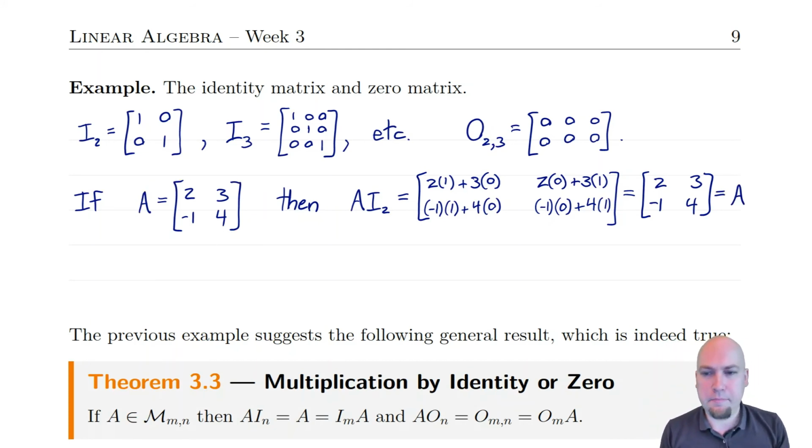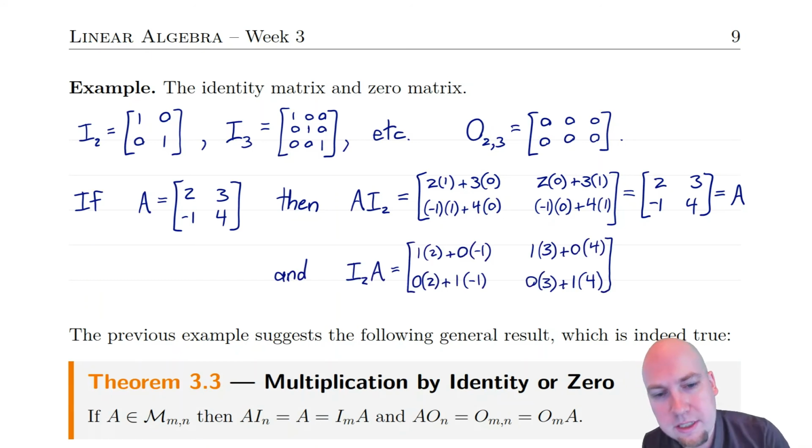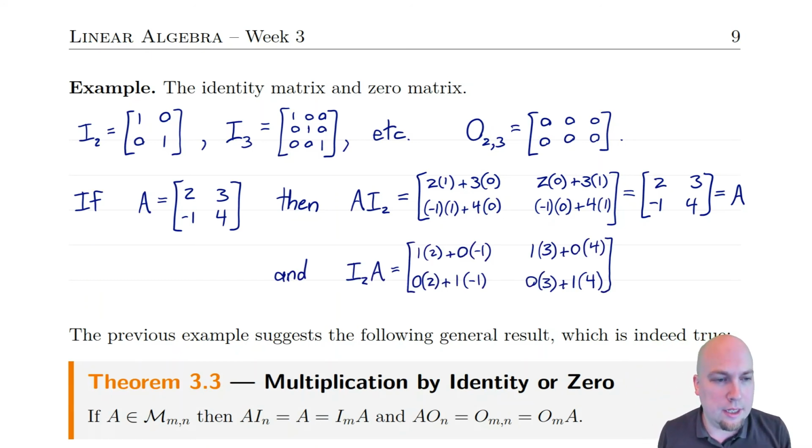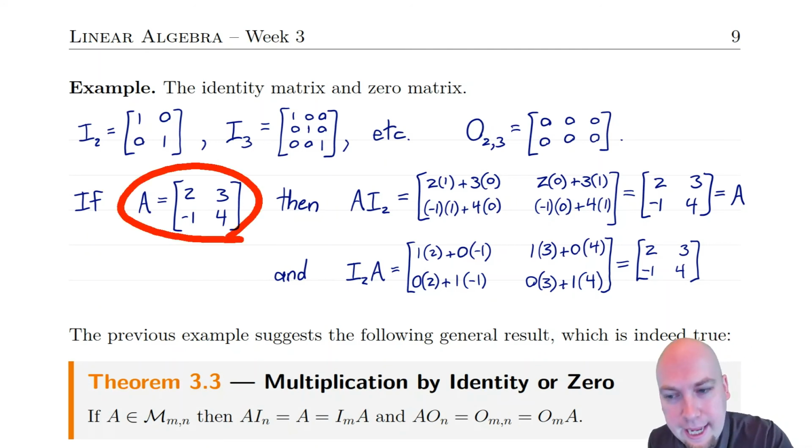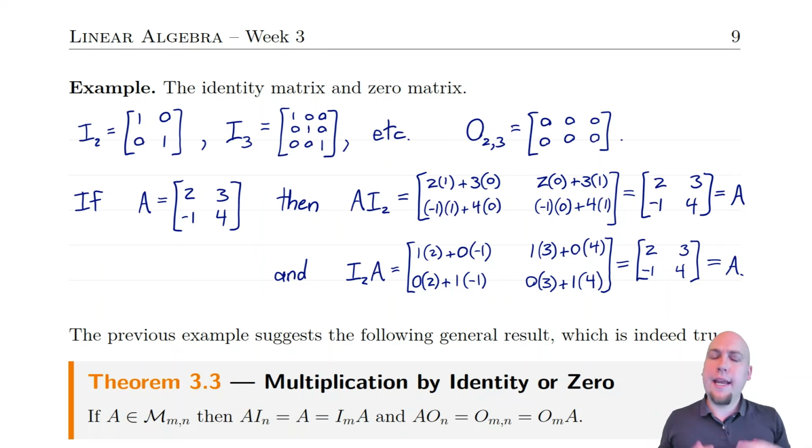Isn't that neat? Okay, and also, if I do the matrix multiplication in the other order, so now I'm doing rows of the identity matrix dotted with columns of A. So 1, 0 dotted with 2, minus 1. That's my first entry. Top right entry is going to be 1, 0 dotted with 3, 4, and so on for the other entries. Then again, you just simplify that down, you do the calculation, and you're going to see that you get 2, 3, minus 1, 4. And again, that looks an awful lot like A. Isn't that neat? And this happens in general.